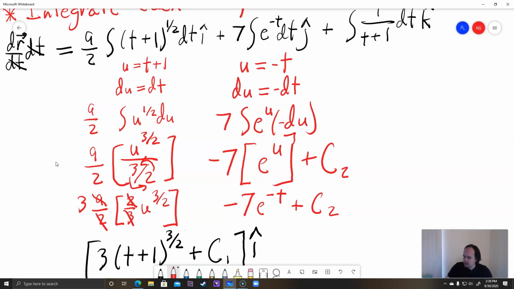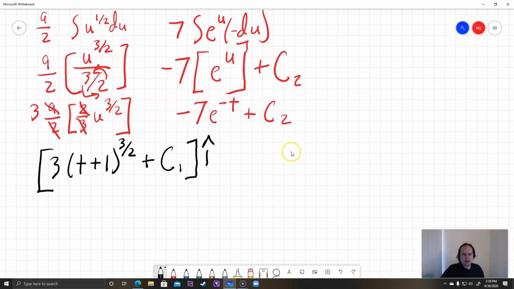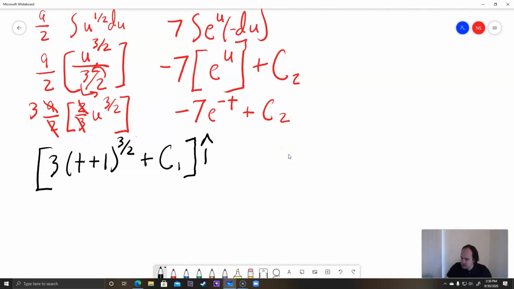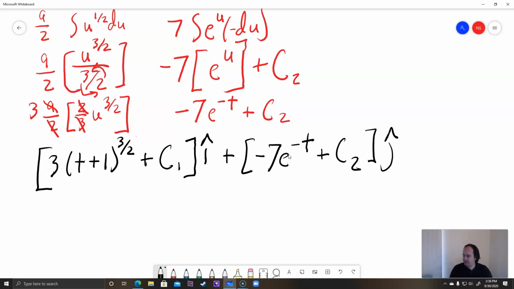And so we've pretty much gotten the second component there. It's not really anything else to simplify. So our second component is going to be -7 e to the -t. Sorry, not -7t, just negative t. Had a brain fart there. Okay, so -7 e to the -t plus c2 times j. So that right there is our second component, and I used c2 because we had already used c1 for the first constant of integration.